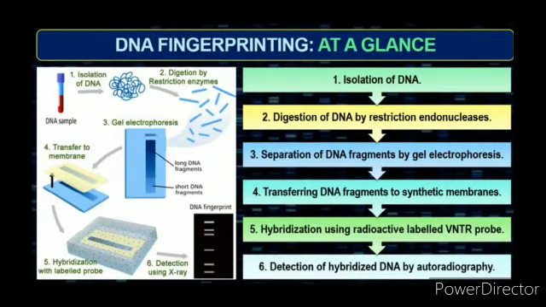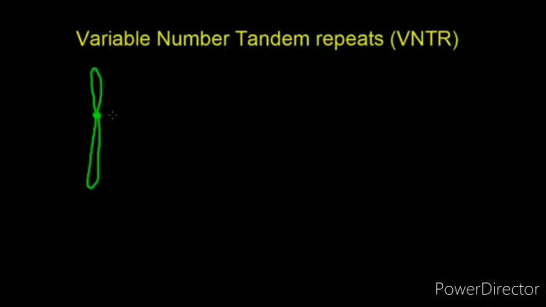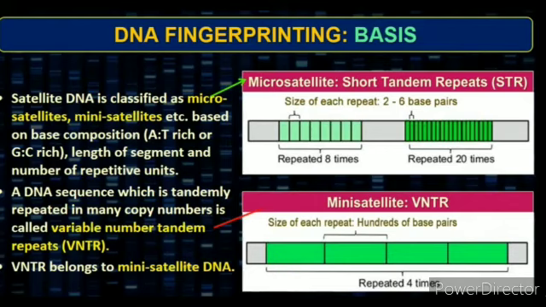Okay, one more time, check these points. First, collection of the sample and isolation of the DNA; digestion of DNA by restriction endonucleases; separation of DNA fragments by electrophoresis; transferring, blotting of separated DNA fragments to synthetic membranes such as nitrocellulose or nylon; hybridization using a labeled variable number of tandem repeats probe; and the last point, detection of hybridized DNA fragments by autoradiography.